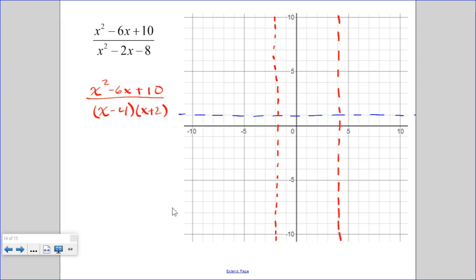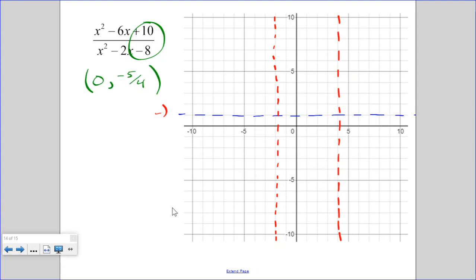From there, we can also find the y-intercept by looking at just the ratio of the constant terms in the numerator and the denominator. So in this case, the y-intercept would be the ratio of 10 to negative 8, which is negative 5/4. So that's at negative 1 1/4.